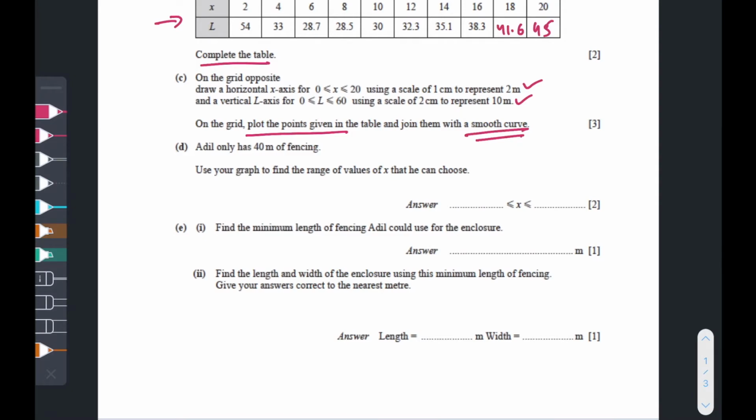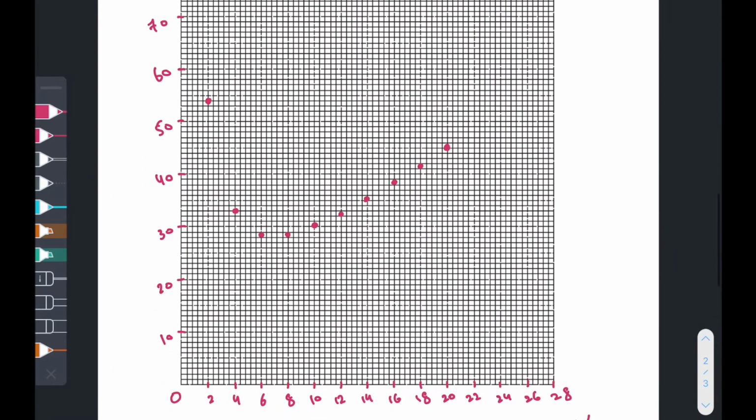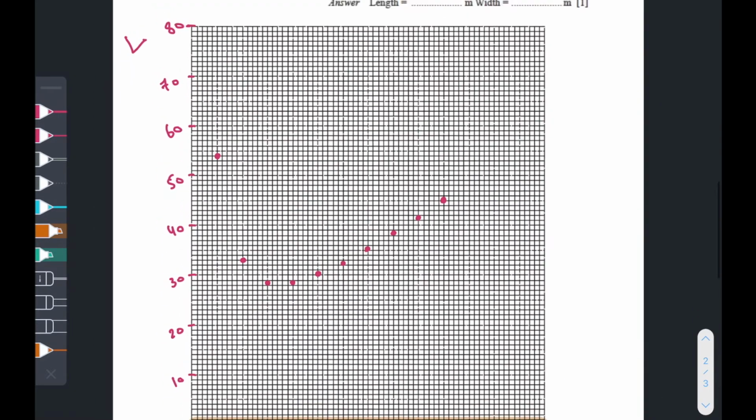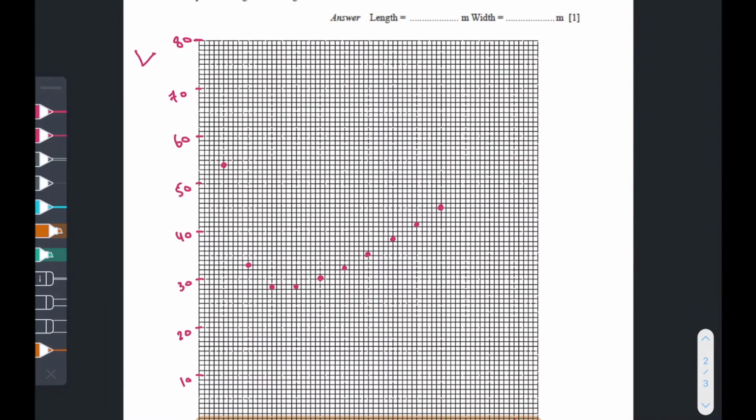So let's see what I have done so far. On the x-axis, I've marked all the values of x that are separated by 1 centimeter points. And the values are 2, 4, 6, 8, 10 all the way up till 28. And for the y-axis, that is the L-axis, I have put down 2 centimeters to represent 10 units. And for all the values present in the table, I have plotted all these values over here. Now let's connect them with a smooth line.